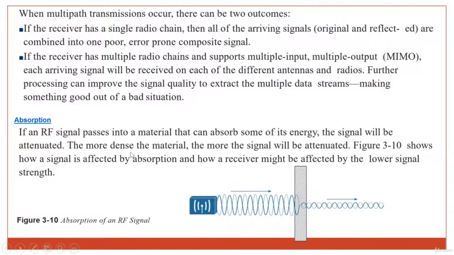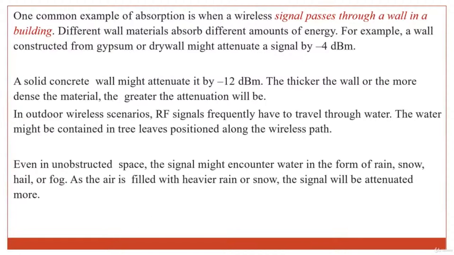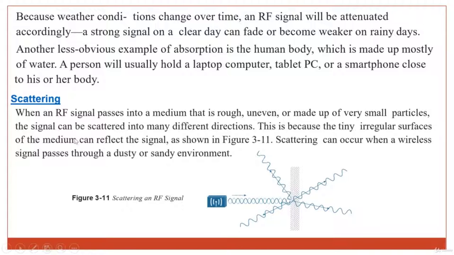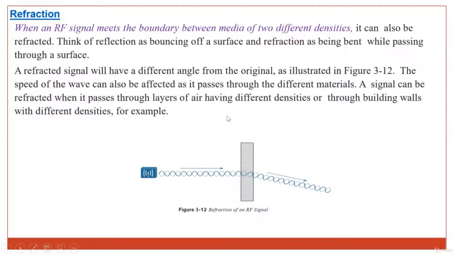Second, we have absorption. What happens in absorption is that the signal gets reduced. If you have some dense media and behind it you have put your access point, the signal will get reduced, and we should not place our access point that way. Then we have scattering. If you have some sharp surface and the signal lands on it, it will get reflected, and obviously there will be distortion of the signal.